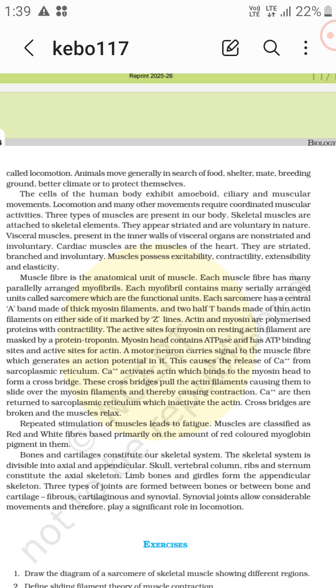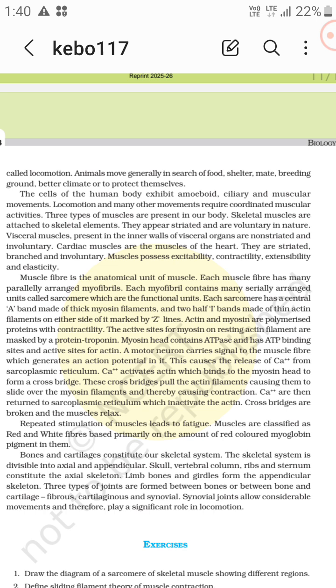Repeated stimulation of muscles, like contraction and relaxation, leads to fatigue, that is, it gets tired. Muscles are classified as red and white fibers primarily based on the amount of red colored myoglobin pigment in them.